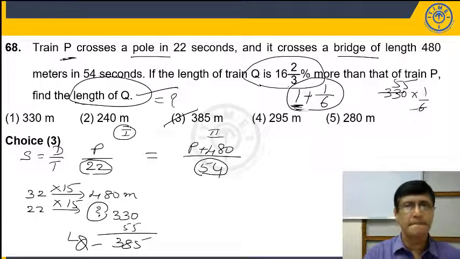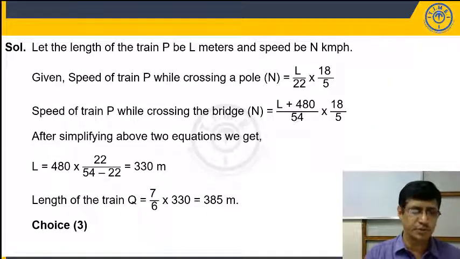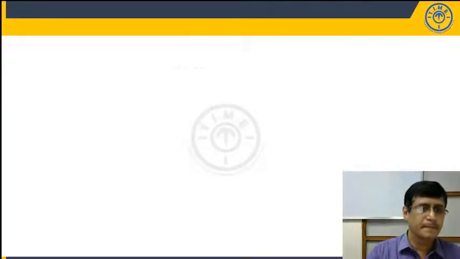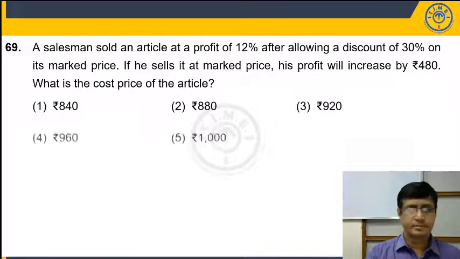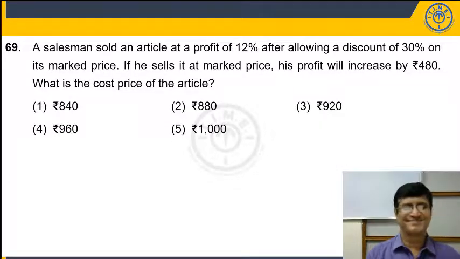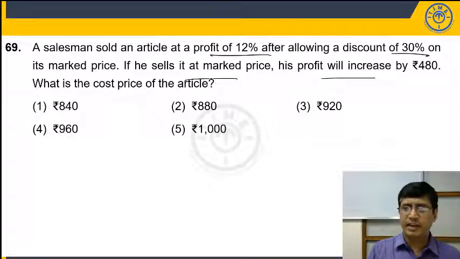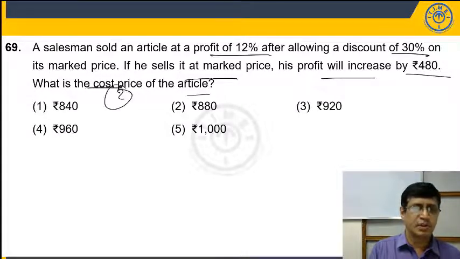Okay. Now look at the solution here. Typed solution. Okay. A salesman sold an article at a profit of 12% after allowing a discount of 30% on its market price. If he sells it at market price, his profit will increase by 480. What is the cost price of the article? Need to find the cost price of the article.